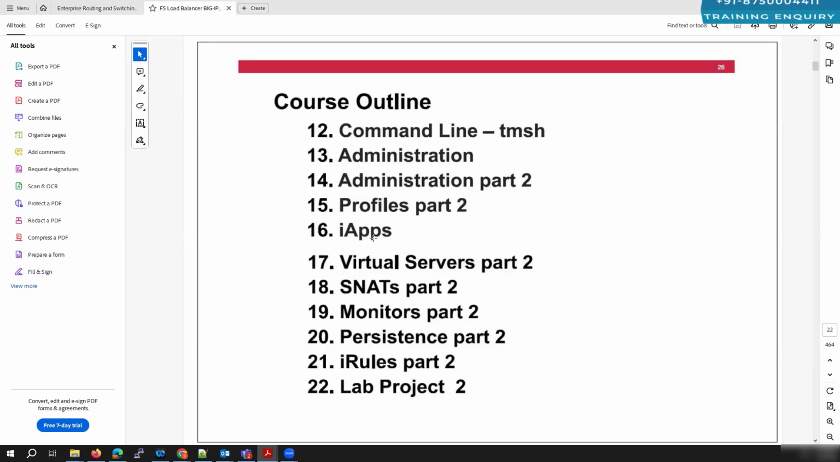The iApps to deploy your applications, right? And the virtual servers and different types of virtual servers, their use cases and how we can create them. And of course, we have the monitors.